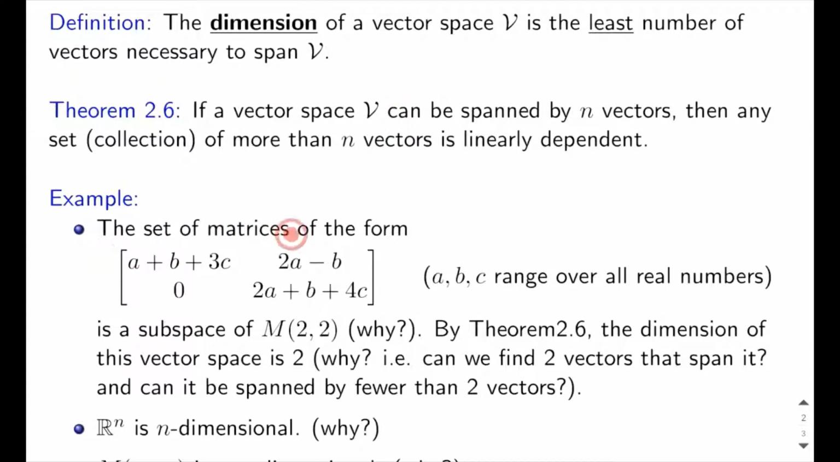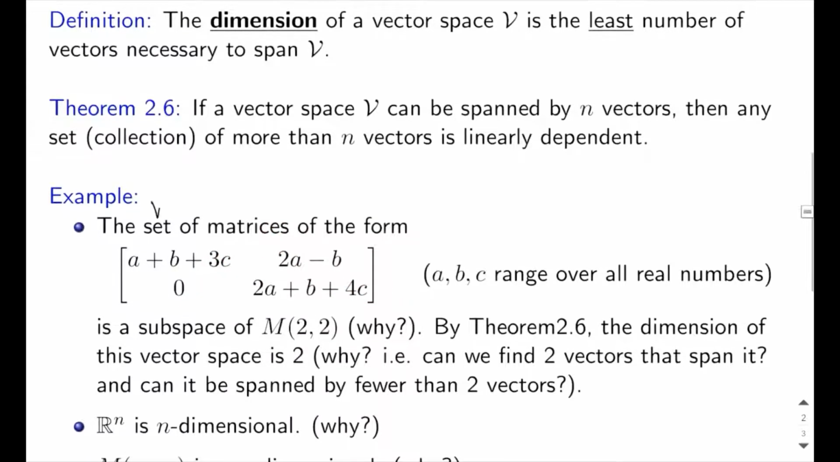Let's consider this example, the collection of all matrices of the form here. I'm going to call this collection W. So we know that this W creates a subspace of the vector space of 2 by 2 matrices. By theorem 2.6, the dimension of this vector space is 2. Why can I say that?